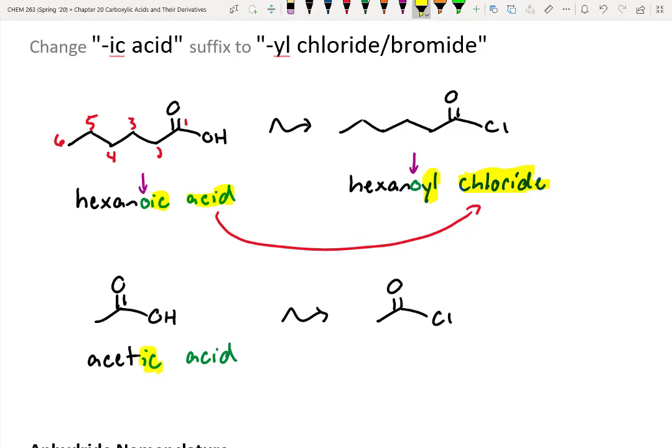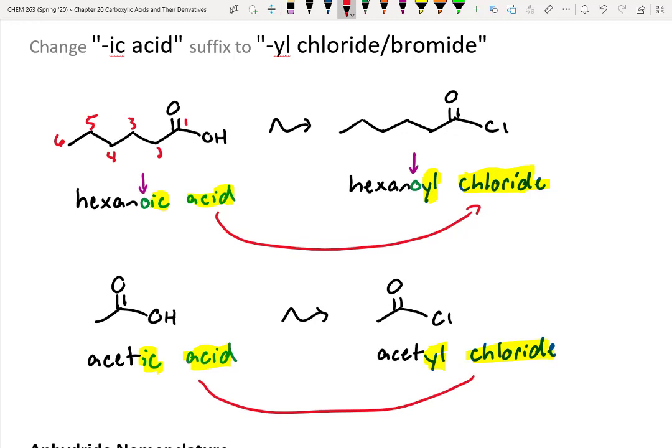And we're going to change the suffix around just like we did in the above example. And we're going to keep the parent root, but we're going to add on the yl and the chloride. So in this case, the compound that we have shown above would be called acetyl chloride. So all we want to do is change that suffix.